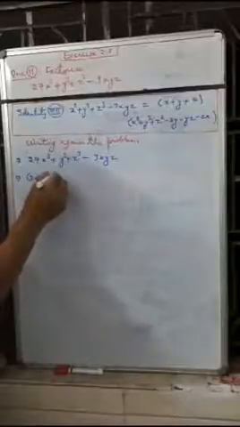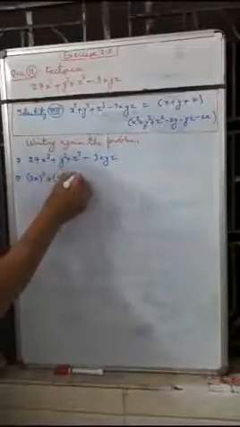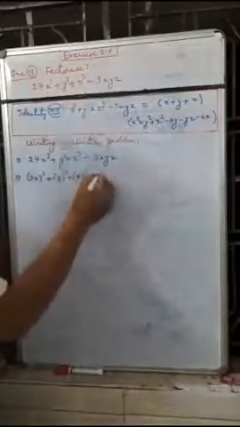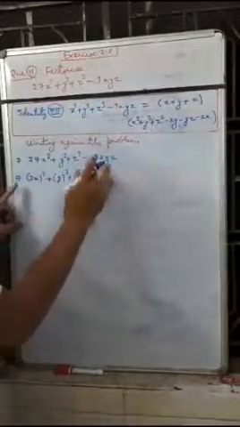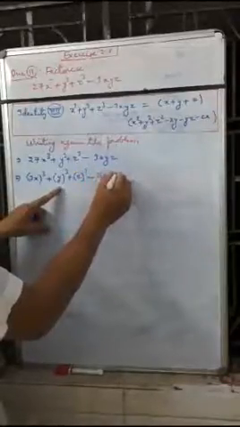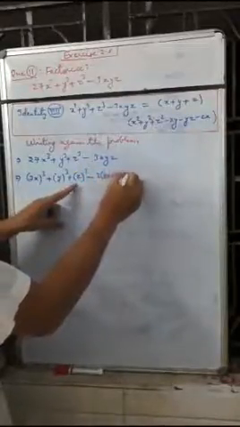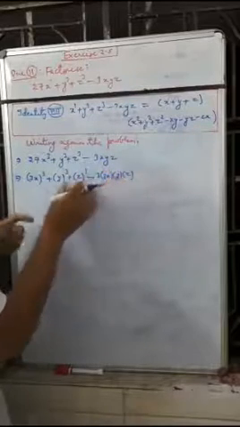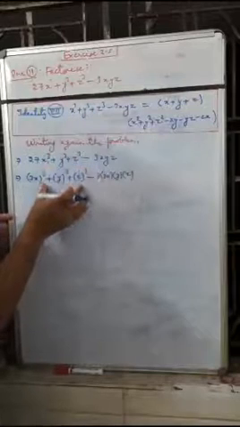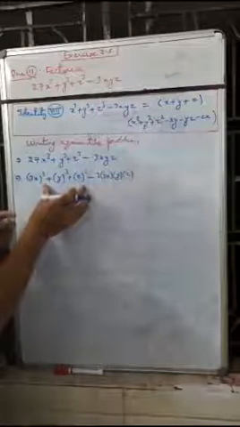Then y to the whole cube we can write, then z to the whole cube, minus 3xyz. So 3, what is x here? 3x, y and z. Okay. Now we have converted the left hand side of the identity into the left hand side of the problem.